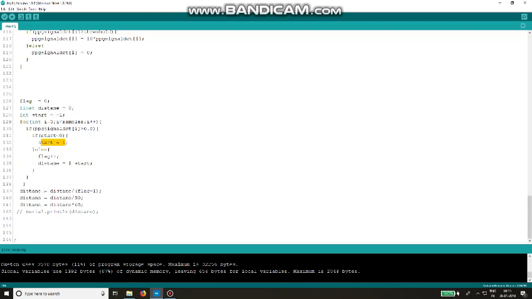So distance equals distance divided by flag minus 1. Flag was set to 0, and each time a peak is evaluated, it is incremented by 1: 1, 2, 3, and so on. So this basically gives the average of the distances, and this would be divided by 50, because 50 is our sampling frequency, and we would be multiplying by 60, because we are required to calculate the heart rate in beats per minute. This would have given us the heart rate in beats per second.